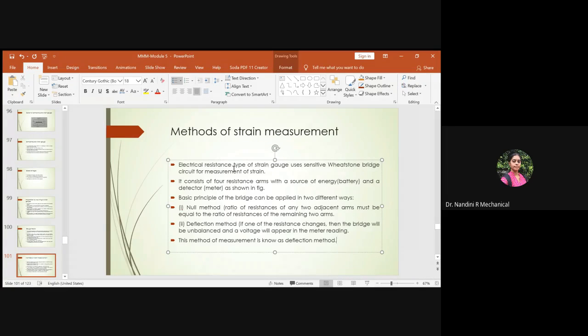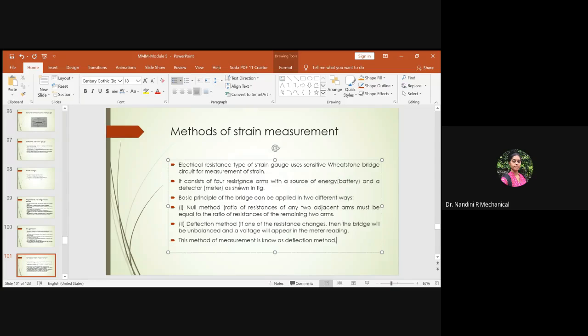The electrical resistance type of strain gauge usually uses a sensitive Wheatstone bridge circuit for the measurement of strain. We have already explained what a Wheatstone bridge circuit is, which has four resistor arms, how you balance it at the null position, and when you vary one of the resistances, how you get the variation. That is measured by using the deflection method. So all those are done. In order to measure the strain, we will be using a Wheatstone bridge circuit here.